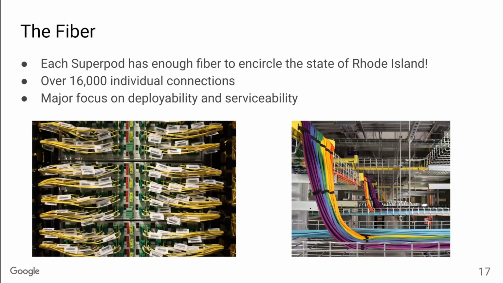Looking into the fiber itself, I'm always amazed at how Google organizes everything in a data center. Everything is labeled, everything is color-coded and organized, so you get nice pictures here. There's more than 16,000 individual fibers being connected in one of these 4,000 chip pods. And if you add up all that fiber together, you can circle the state of Rhode Island. One of the reasons for all of these labels, as well as the optical chips and all of the plugging nature of everything, is so that it's deployable and serviceable.